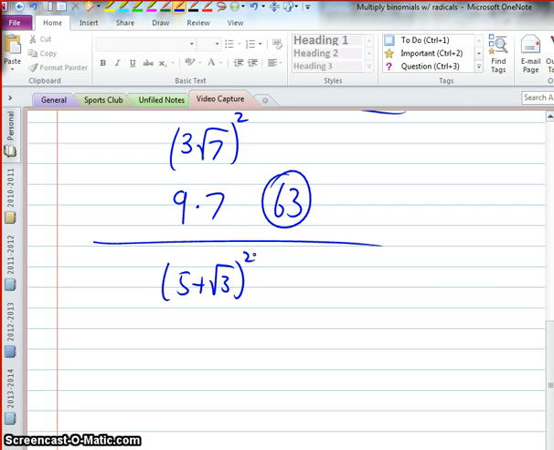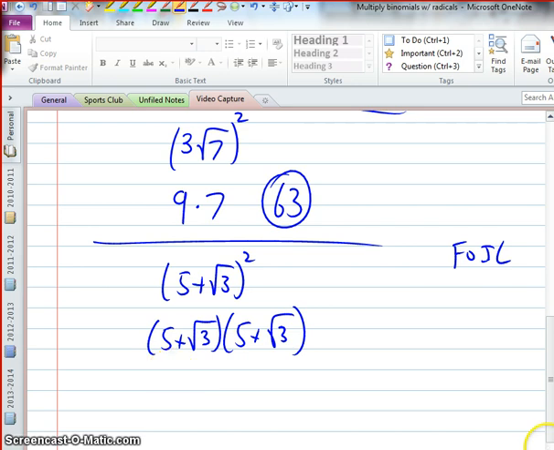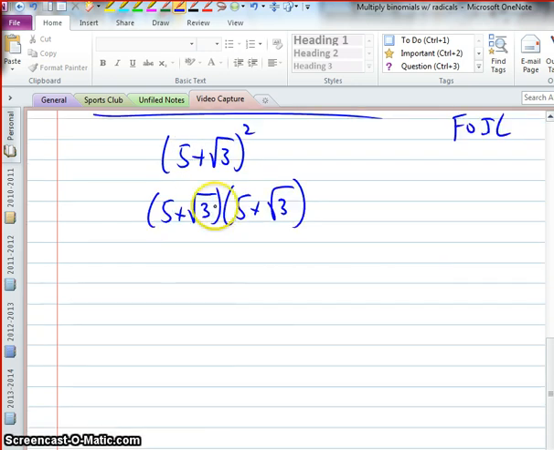And when you see a binomial squared, the first thing that should come into your mind is you're going to have to FOIL it. So what I like to do is I like to rewrite it. Instead of it being squared, just rewrite that binomial twice and then start the squaring process. As far as 5 times 5 is 25. 5 times the square root of 3 is just what it says, 5 times the square root of 3. That's the outside and inside parts.